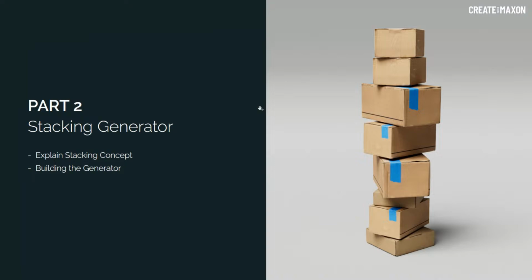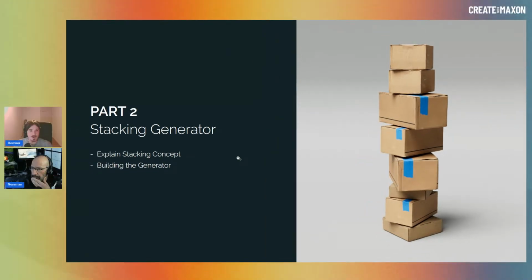So next thing we'd like to do is this stacking generator. We'd like to stack one box on top of each other, and the loop carried value is also perfect for this. Because we can't stack all boxes on top of each other at once, we also have to do the second on the first and the third on the second. We have to do this one after each other. So for this, the loop carried value is perfect.